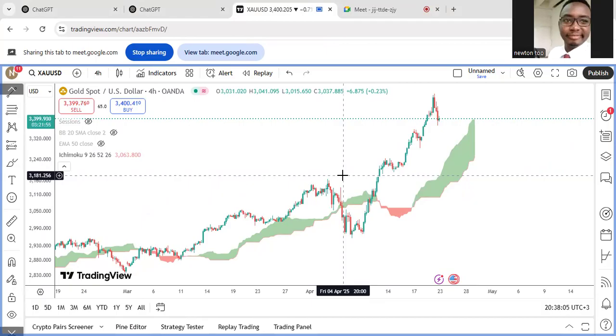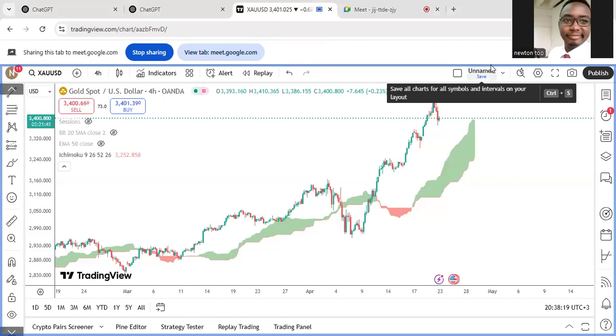Like the last time, I told you guys I'm going to show you how to trade as a swing trader. Let's say you want to do a swing trade in your trading. There's a way you can trade a swing trade using certain strategies. Not every strategy can be traded as a swing trade.